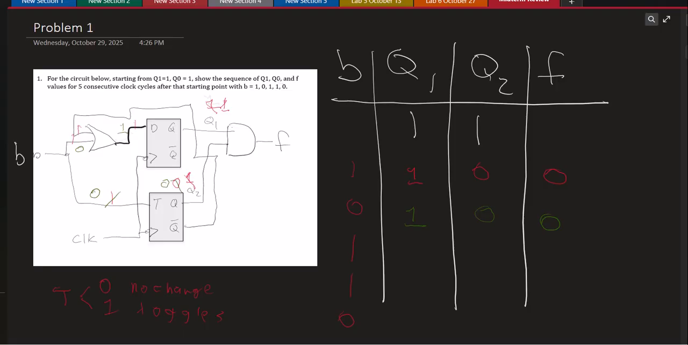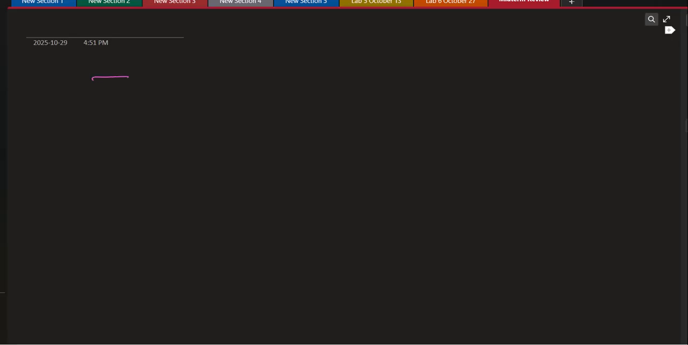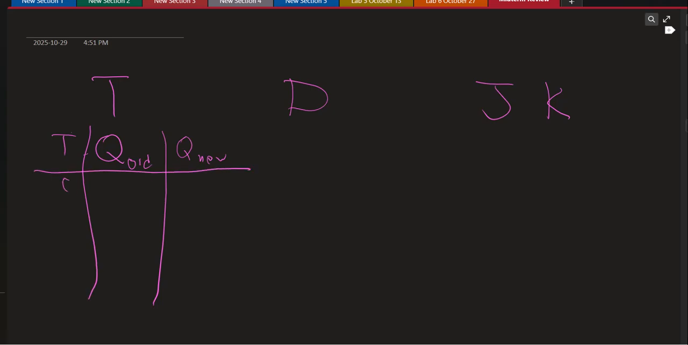Okay, so the question was asked about a D flip-flop. Let me just remind you about the different flip-flops. We have T, D, and J, K. For a T flip-flop, you would have your T input, your old Q, and your new Q. Our possibilities are 0, 0, 0, 1, 1, 0, and 1, 1. When T is 0, Q doesn't change, so that's 0 and 1. When T is 1, Q toggles, so it would become 1 and 0.